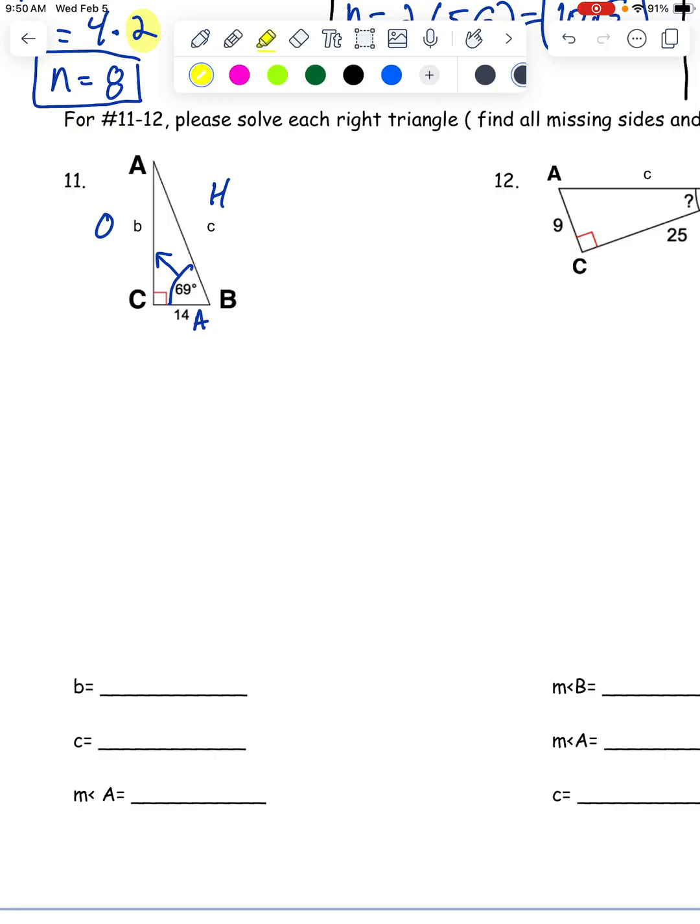To find side B, I'm going to use the opposite and the adjacent. Opposite and adjacent is tangent, so I'm going to take the tangent of my angle, which is 69 degrees, equals B over 14. And this is just algebra from here. Remember, tangent of 69 is an actual number, all right? It's an operation. Tangent, cosine, sine, they all perform operations on numbers. So I multiply both sides by 14.